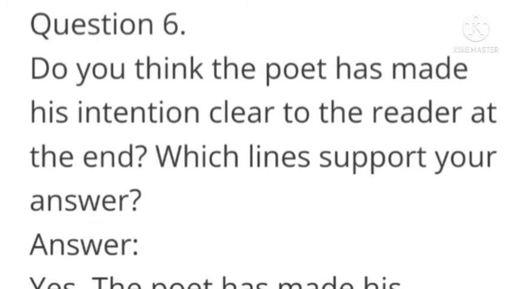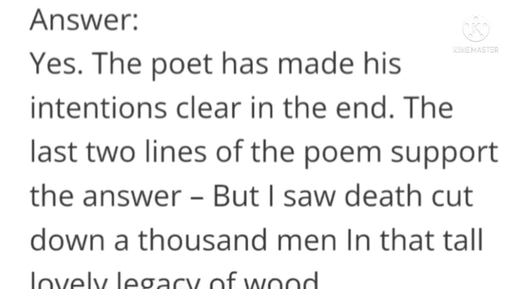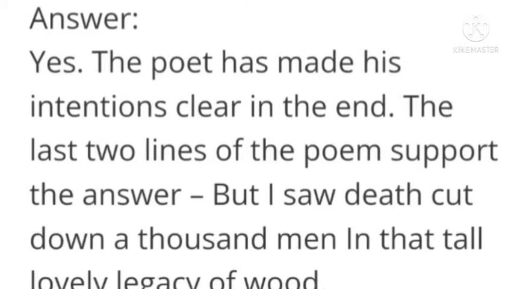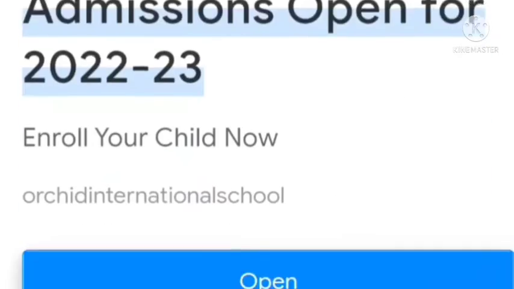Do you think the poet has made his intention clear to the reader at the end? Which lines support your answer? Answer. The poet has made his intentions clear in the end. The last 2 lines of the poem support the answer: "But I saw death cut down 1,000 men in that tall, lovely legacy of wood."